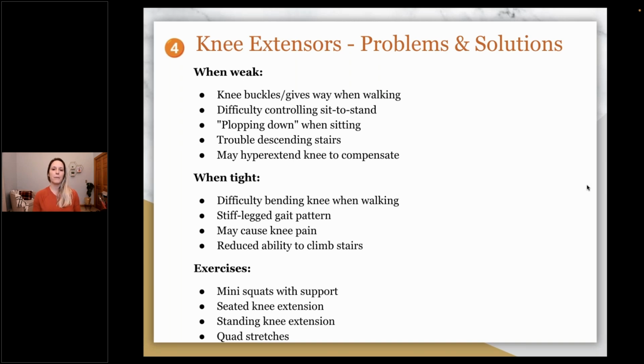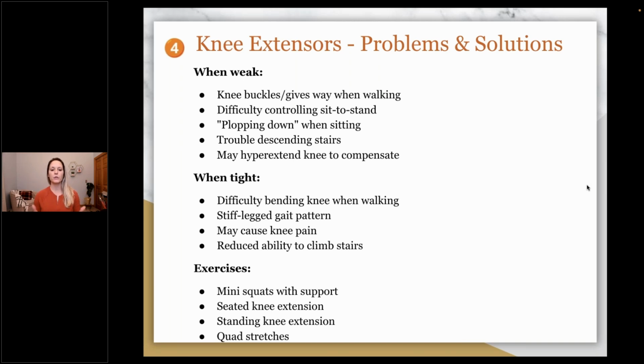If your quadricep muscles are tight, then it can be really difficult to bend your knee. This is one of the most common symptoms that I see in my clients with MS, difficulty bending their knee. And one reason for that, one of several, is tightness in your quadricep muscles. If you feel like you have a very stiff leg, that could be tight quadriceps. If you have knee pain, that could be tight quadriceps. And reduced ability to climb stairs, going up or down, that could be tightness in your quadriceps. So what are some exercises that we can do about this?